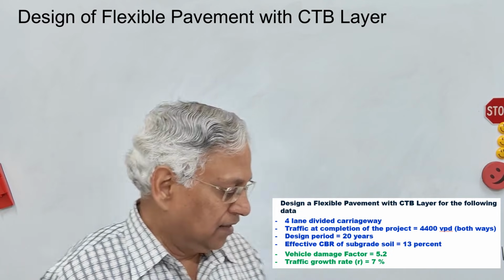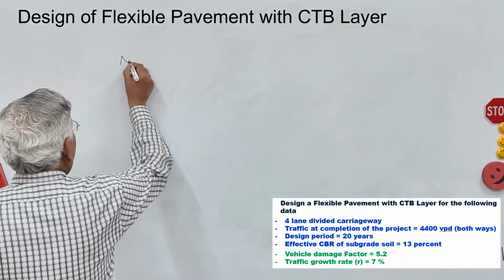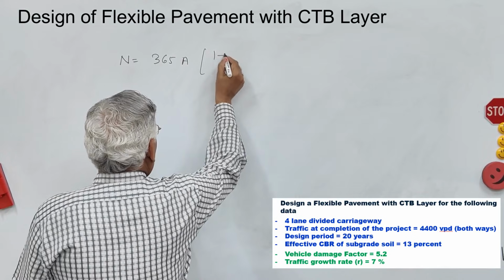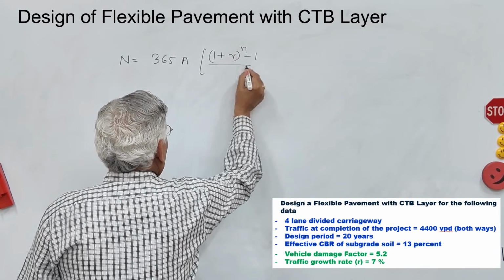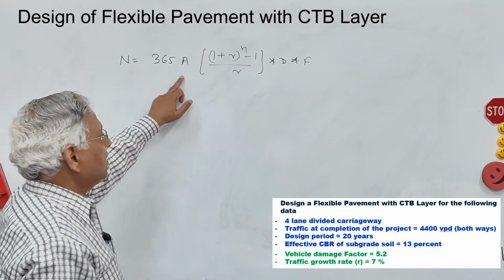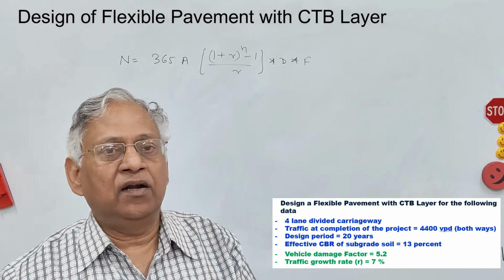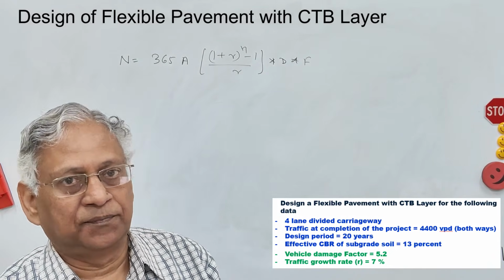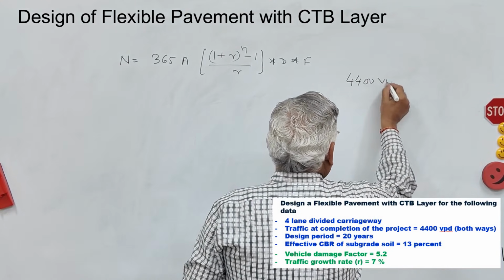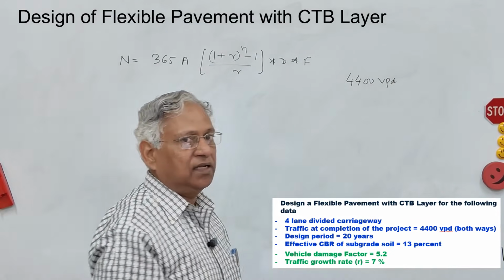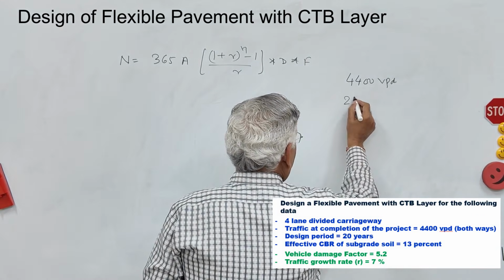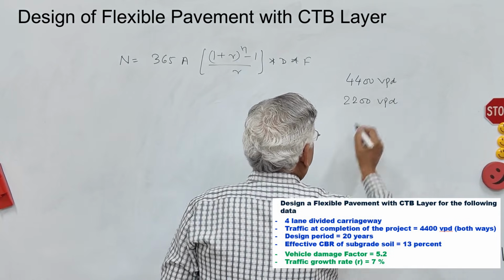standard axles. And the equation for this N is 365 A into (1 plus R) power n minus 1 upon R into D into F. Now A is the traffic at the end of project, that is completion year, and that is given as 4,400 vehicles per day in both directions. It's a 4-lane highway. It is assumed that the traffic is divided into two directions 50-50. So in one direction it will be 2,200 vehicles per day.